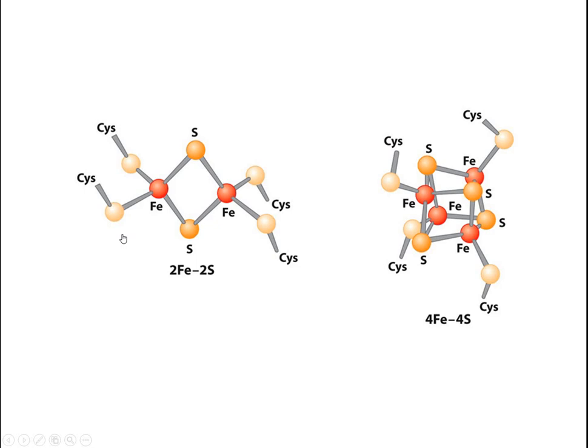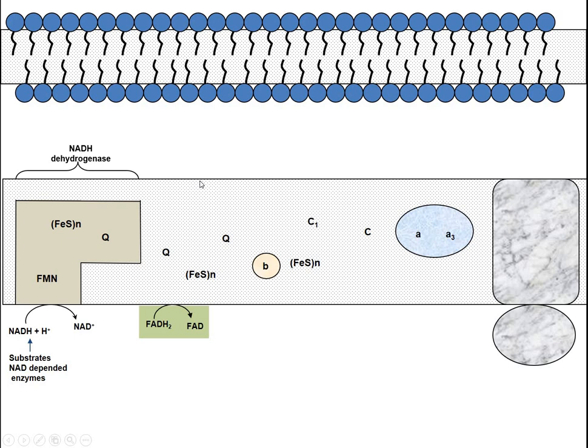Iron sulfur cluster is a complex substance that contains trivalent iron and sulfur atoms from the amino acid cysteine, or pure sulfur atoms at the angles of the crystal lattice. The molecular weight of NADH dehydrogenase is about 800 kilodalton.